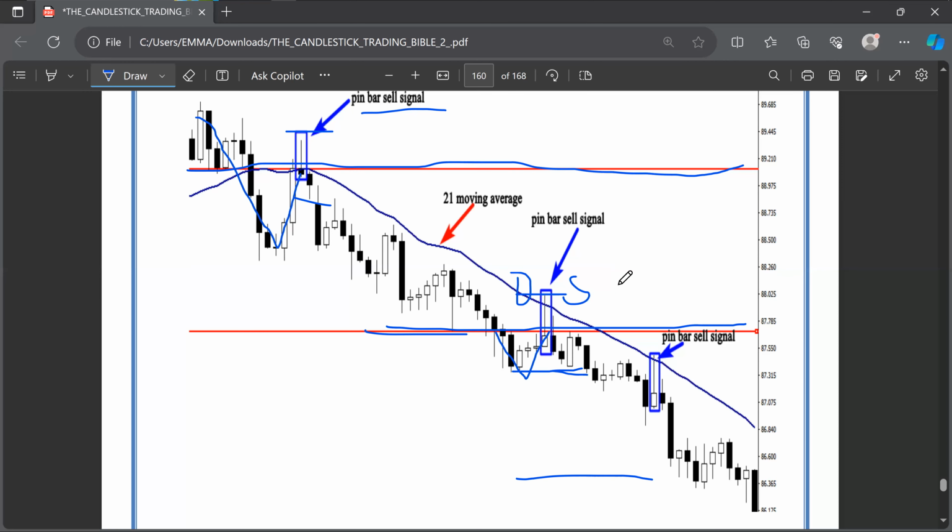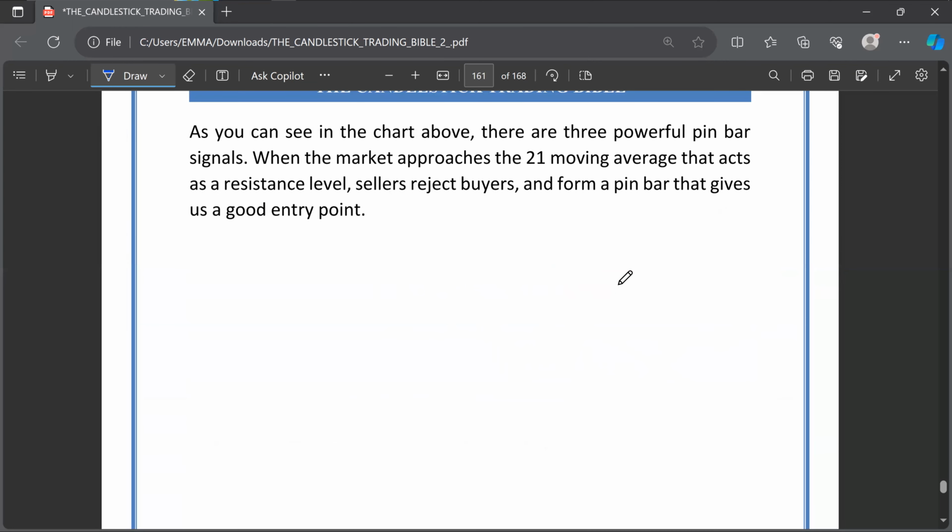As simple as that. So as you can see in the chart above, there are three powerful pin bar signals. When the market approaches the 21 moving average, that acts as a resistance level. Sellers reject buyers and form a pin bar that gives us a good entry point.